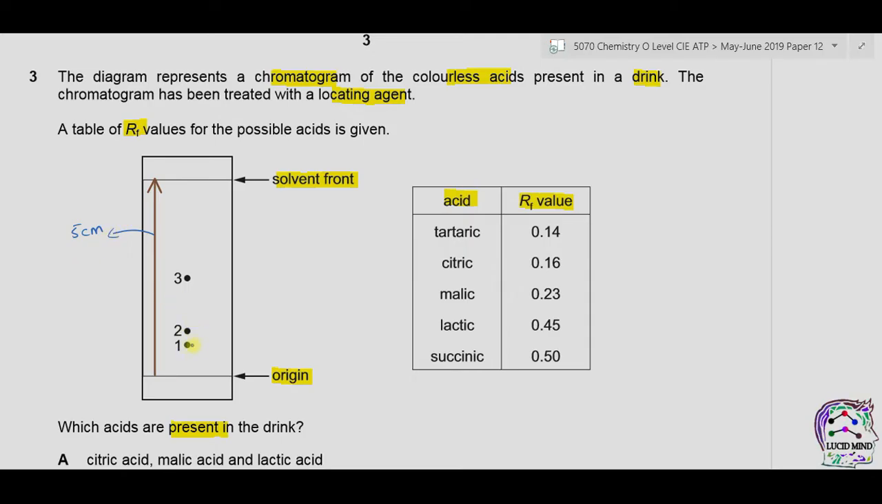Now let's find out the distance traveled by spots. This is first spot, this is second spot, and this is the third one. The distance traveled by first spot is 0.8 centimeters, while the distance traveled by second spot is 1.15 centimeters. Similarly, the distance traveled by third spot is 2.5 centimeters from the baseline. Let's find out the Rf value. Now the formula of Rf is the distance traveled by spot divided by the distance traveled by solvent.